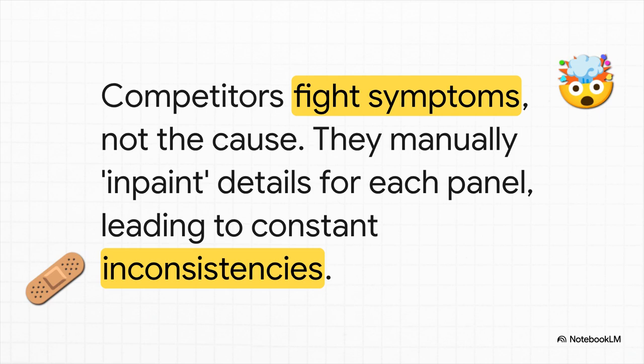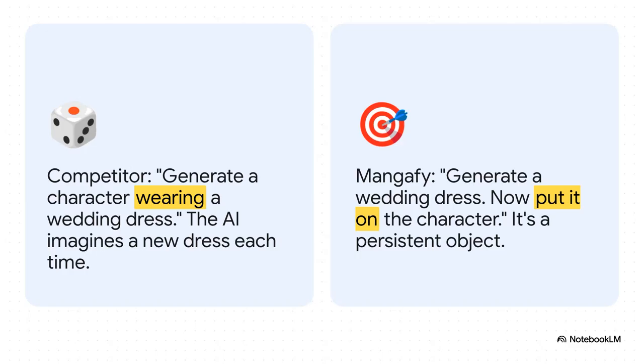They're treating the cause. This required a totally different way of thinking. A competitor's tool says, generate a character wearing a wedding dress, and every time the AI just imagines a brand new dress. This new model says, generate a wedding dress, period. You perfect it, you save it as an object. Then you tell the system, now put that specific dress on the character. It's a huge difference between a vague description and a permanent physical object.